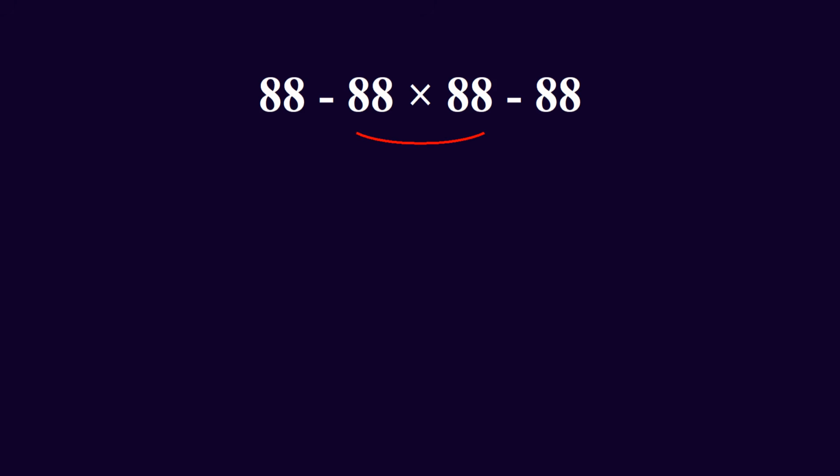So we have first this multiplication, 88 times 88 equals 7,744. So we have 88 minus 7,744 minus 88, and we have two subtractions. According to the order of operations, we do this subtraction, then this subtraction.